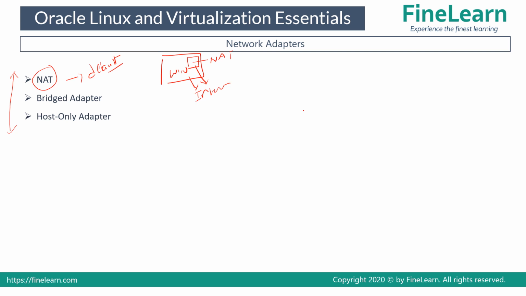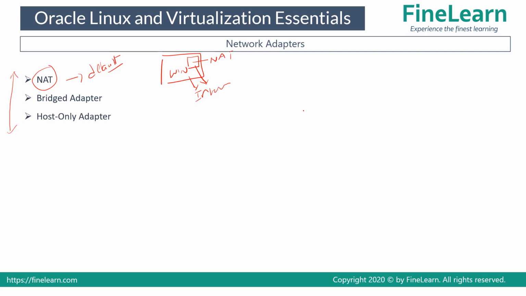So to summarize the importance of NAT adapters, even if you have, let's say for example, 10 VMs and you want all 10 VMs to have access to the internet, you just need to make sure you have the NAT adapter available for these virtual machines. So NAT adapter is basically for internet.